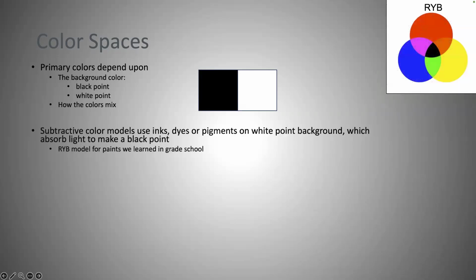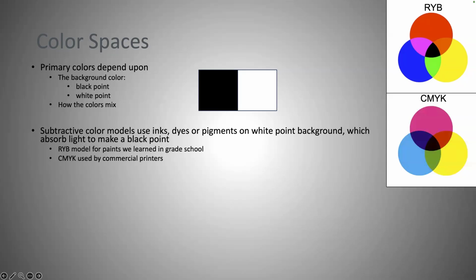With a white background, what are called subtractive color models are used. And they're subtractive because the more color you add, the more light is absorbed and the closer you get to black, basically. The darker the shades get as you add more colors. So red, yellow, blue is probably the color model we used for paints when we played around in grade school art class. I think it was grade school or middle school.